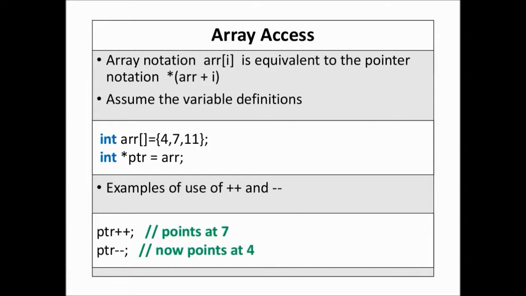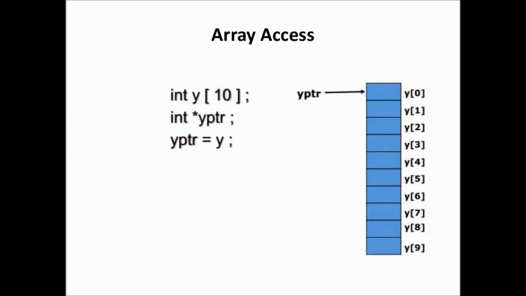We also use increment and decrement operators with this pointer to access the next elements in this array. So here is the example. We have an int y, a 10 elements array with the name y. Y contains the base address of this array, and we use a pointer yptr, and we assign the base address that is stored in y to the yptr pointer.